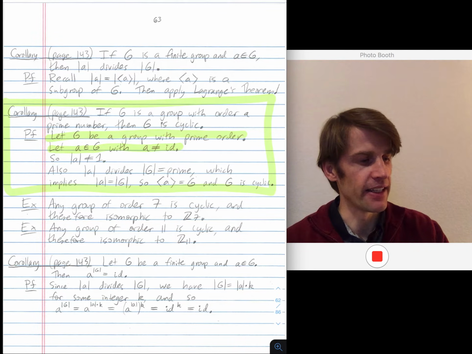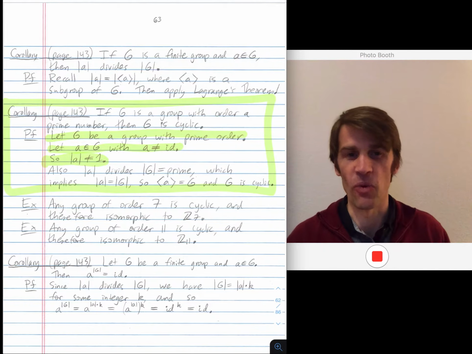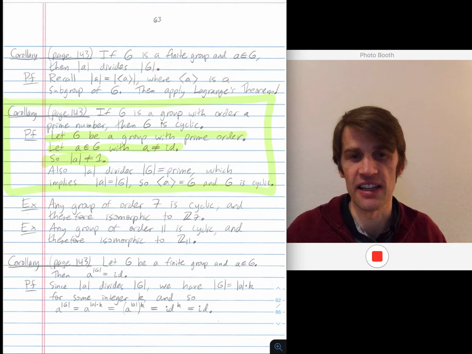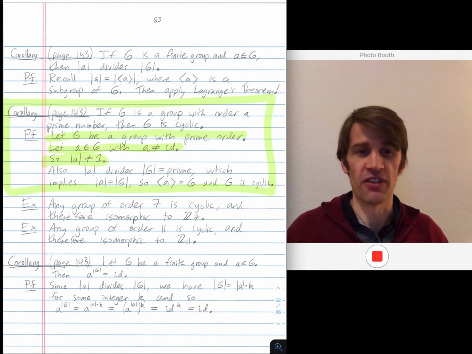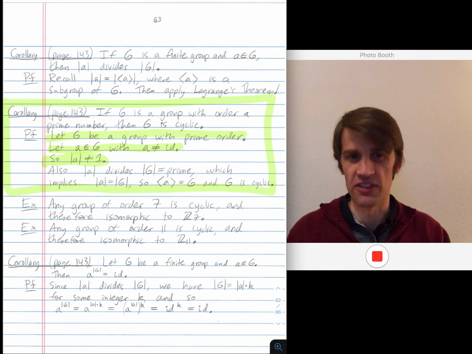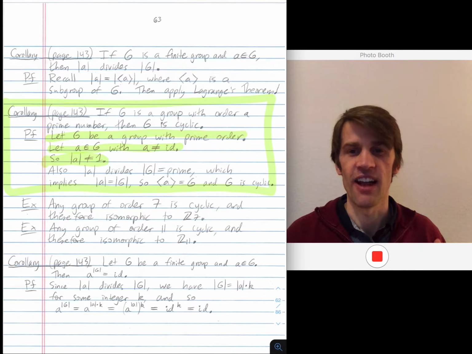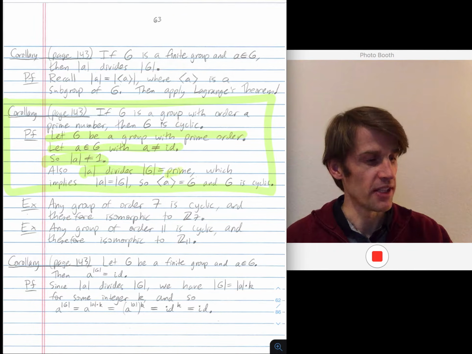Since A is not the identity, the order of A is not 1, right? The identity is the only element where that element to the first power is the identity. And we proved that identities in a group are unique. So if you're not the identity, then you at least need to square yourself or cube yourself, etc., until you get back to the identity. The order of A, which is not the identity, is not 1. Okay. By our corollary at the very top of the page, we know that the order of A divides the order of the group, which is a prime number.